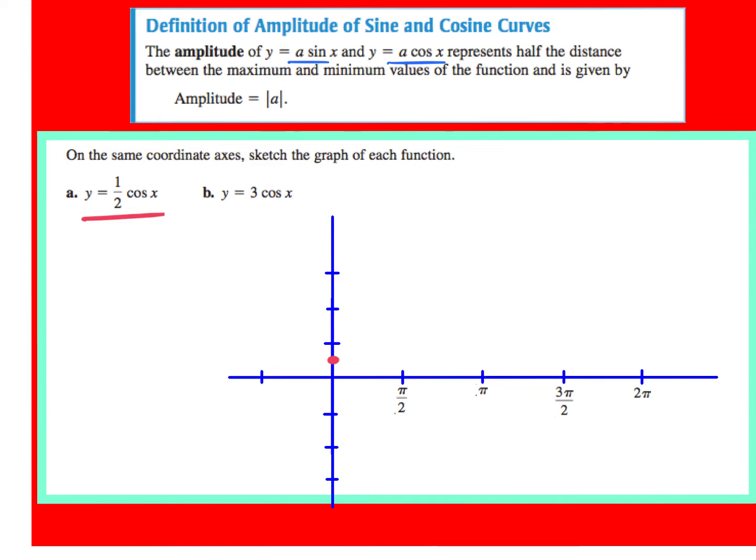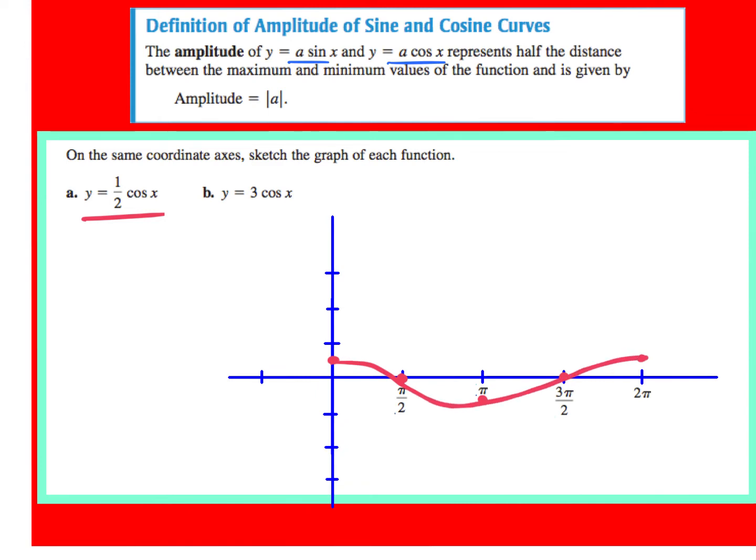Make sense? All right. Cosine of pi over 2: 0. Then cosine of pi. What do we get? -1. But then we multiply it by 1/2, and I get what? -1/2. And then we've got 3 pi over 2. What's the cosine of 3 pi over 2? 0. And then 2 pi. I get 1, so I get what? 1/2. And so now I have that going on right there.